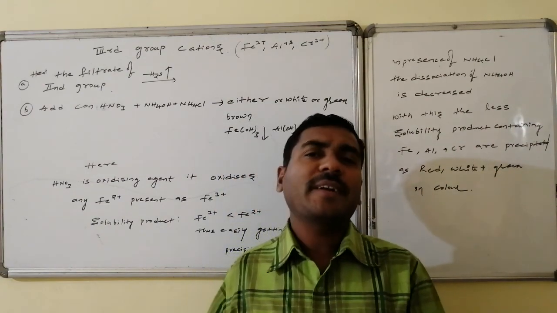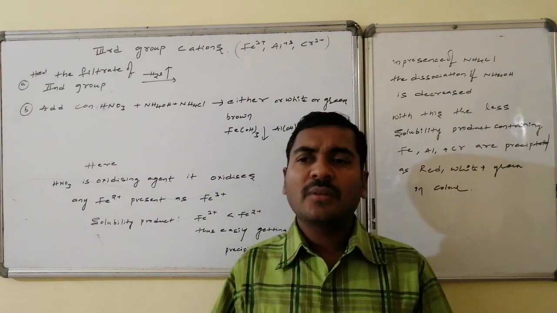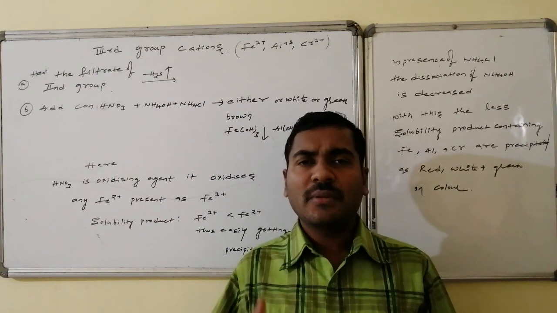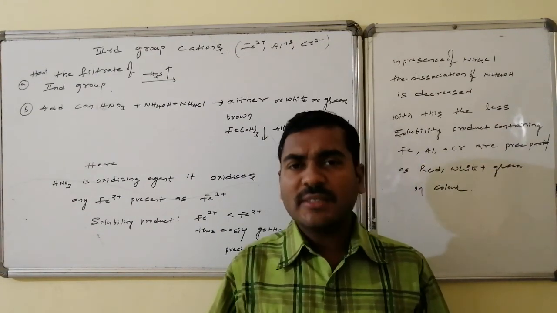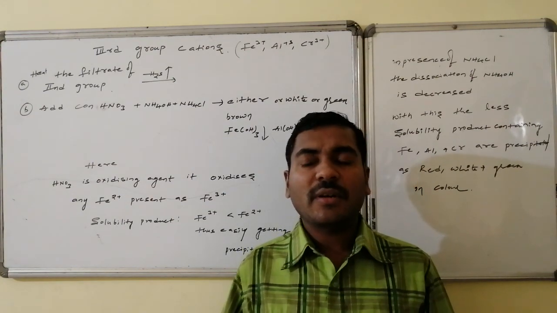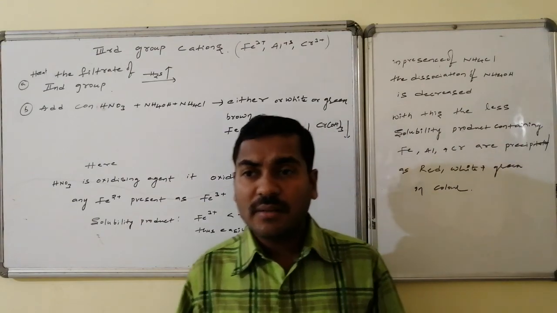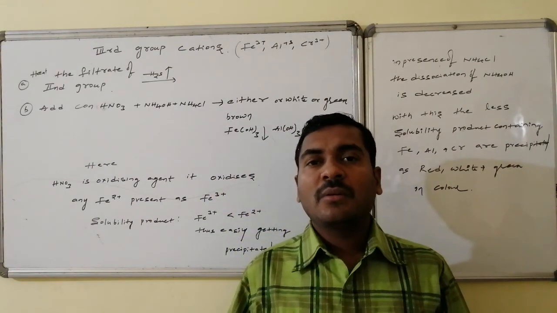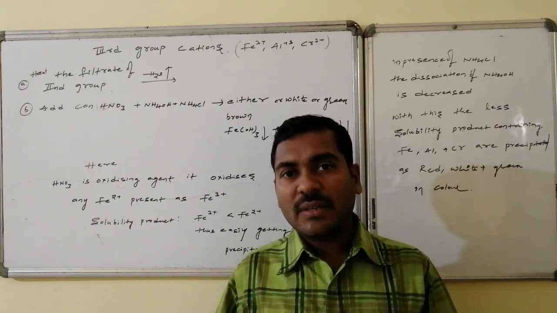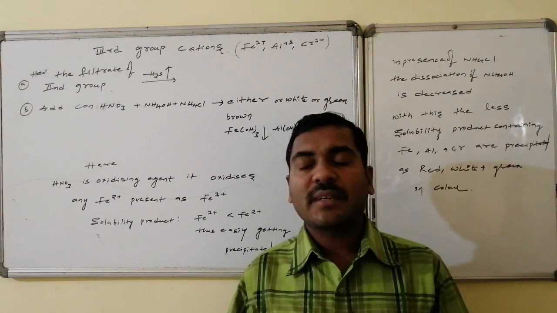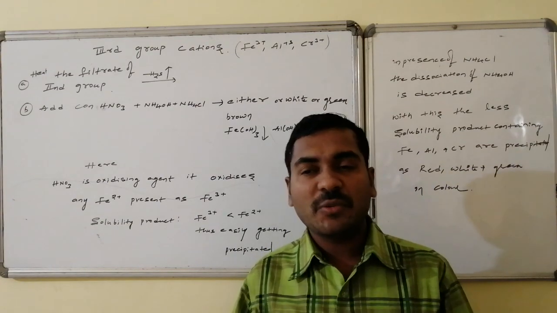Else, if you are not finding any second group, then you heat that second group filtrate to remove the H2S gas, and add some amount of HNO3, because Fe can be present in the form of Fe2+. In order to oxidize that Fe2+ to Fe3+, concentrated HNO3 has to be taken. Then after, ammonium hydroxide and ammonium chloride should be added.